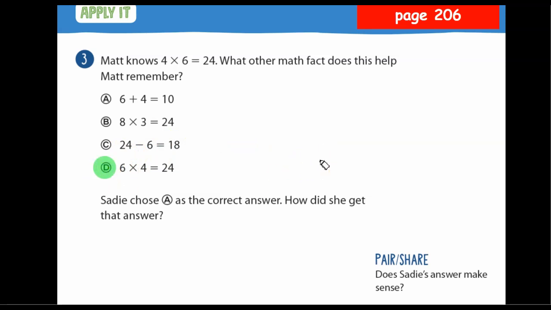Sadie chose A. Is she correct? Sadie chose this one. Is she right? No, because that's actually addition. Okay. And 6 plus 4 plus 10 are not the same numbers as I have in the math problem.